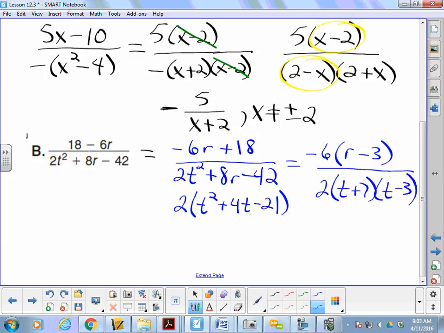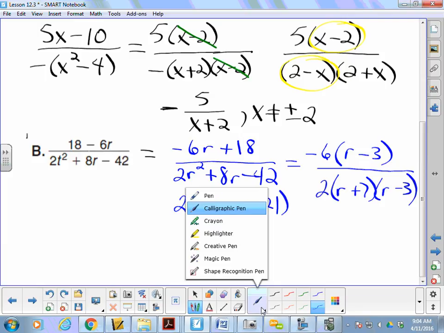There's a slight error in this problem, isn't there? What's the biggest problem with this one? Two different variables, right? So which variable do you want to use, R or T? R? Okay, so I'll go back and change them all to R's. Sorry.